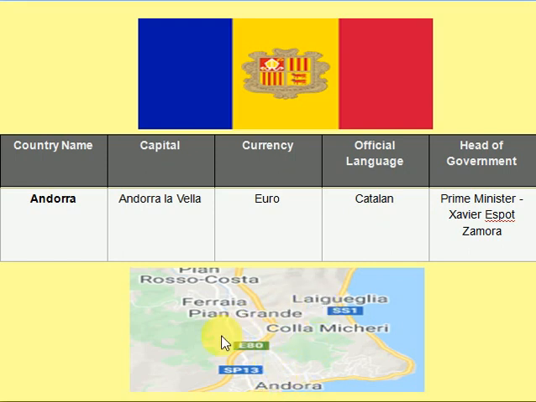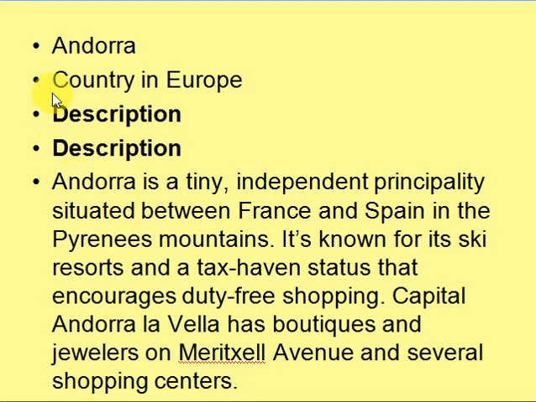Neighboring countries, you have different places. I will be taking you to the world map for a clear view of Andorra. So this is about the Andorra country in Europe.